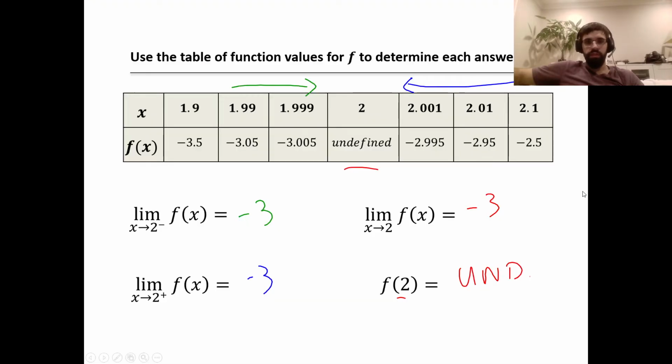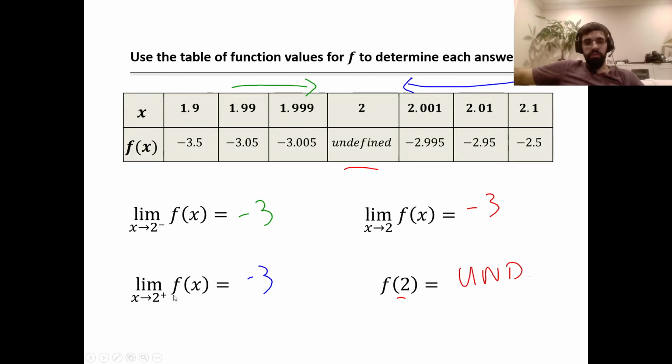Let's look at some examples here. So here's a table with the x values and their outputs. As x approaches 2 from the left, the symbol right here, 2 with a superscript minus sign, means 2 from the left. As we approach 2 from the left, we notice that our outputs go from -3.5 to -3.05, which goes to -3.005. So we're going up to -3 on the left.